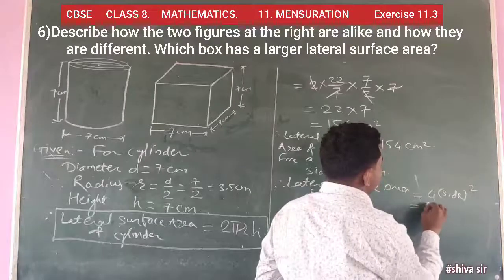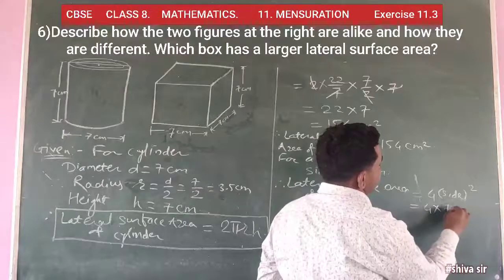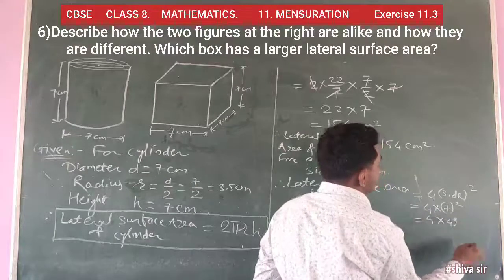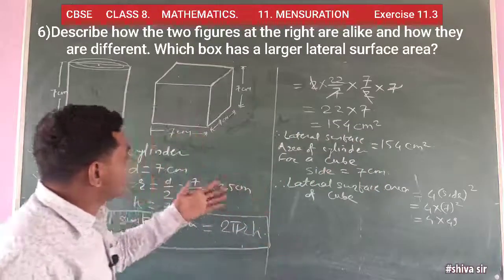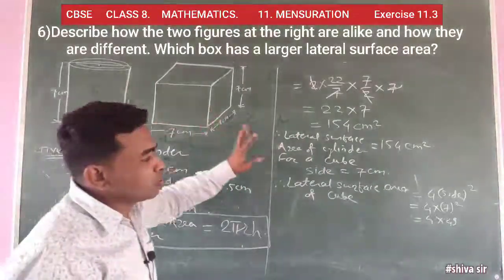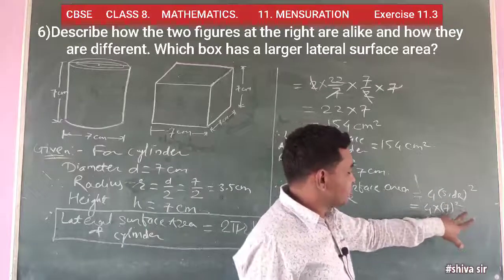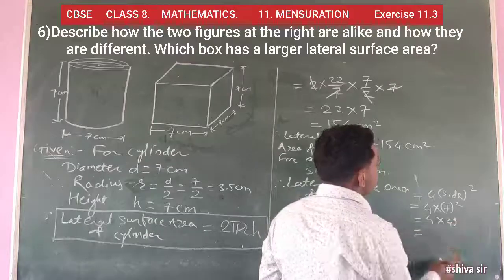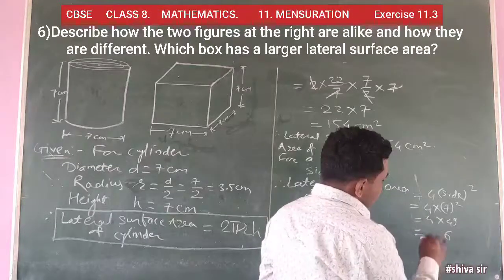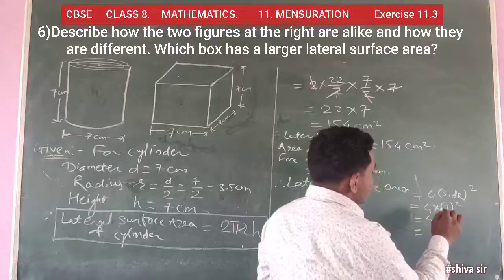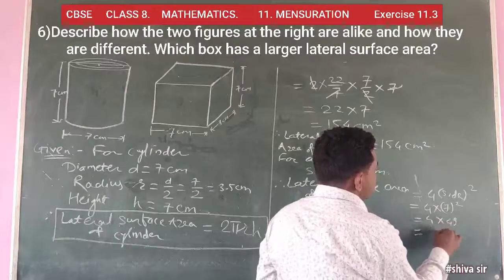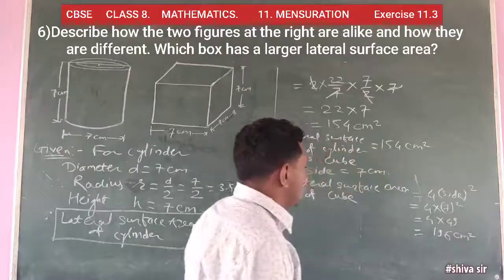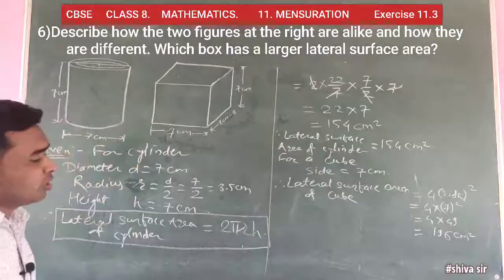4 into side square. Therefore 4, and what is the side square? 7 square, that means 4 into 49. Side value is 7, and according to the formula, side square, therefore 7 square is equal to 49. What is the answer? 4 9s are 36, 6 carry 3, means 196. Here centimeter square. So this is the lateral surface area of a cube.